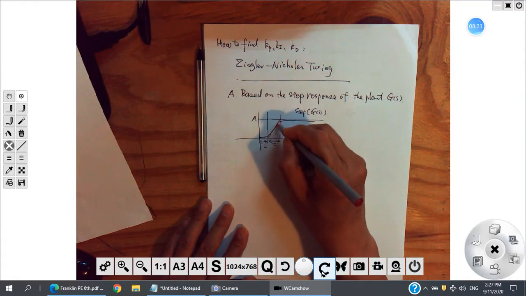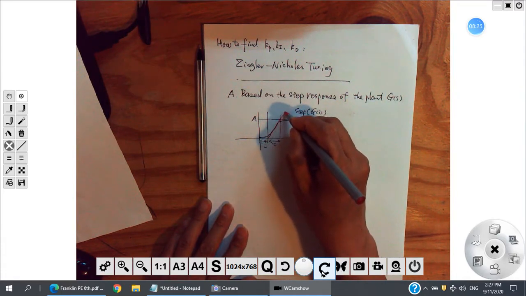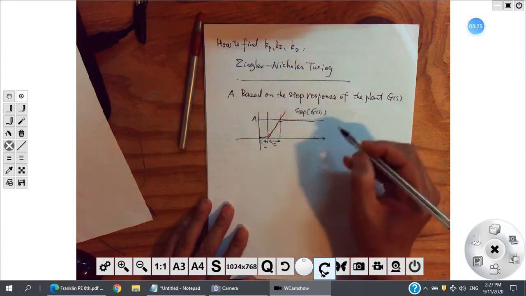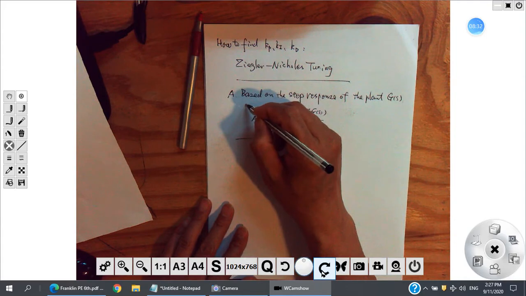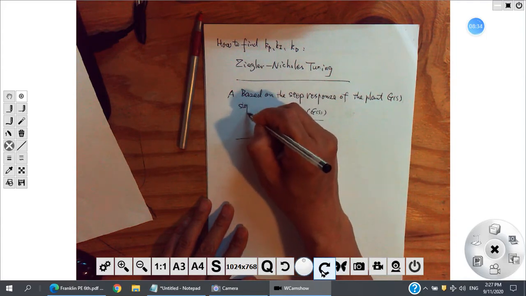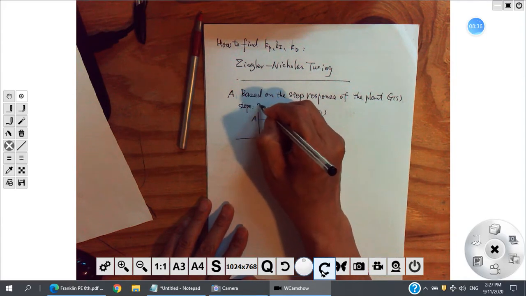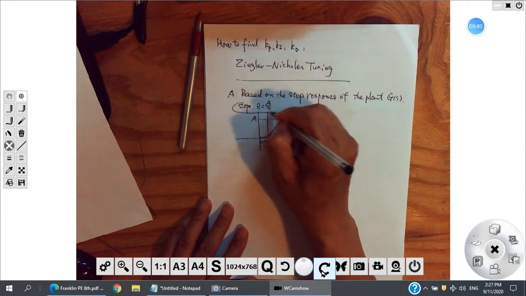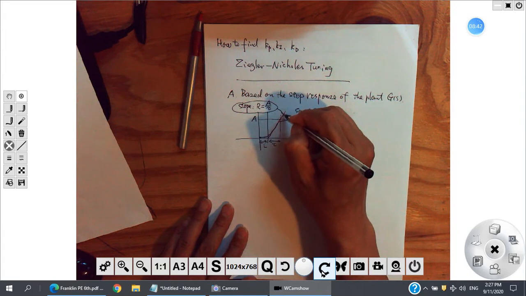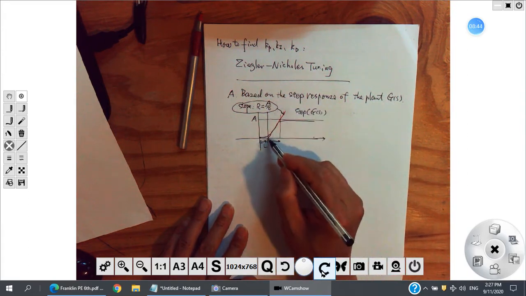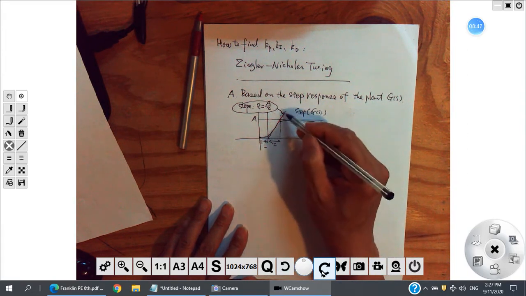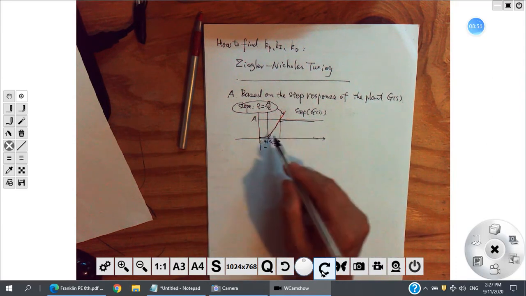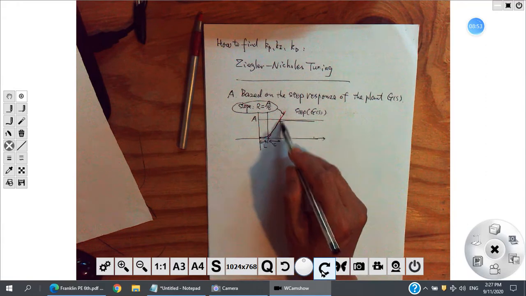We combine these. I have a straight line, and this straight line has a slope. It is R equal to A over tau. So this line has tau here, and A here, so this one has a slope. So when you have a step response of the plant, you can have these 3 values.